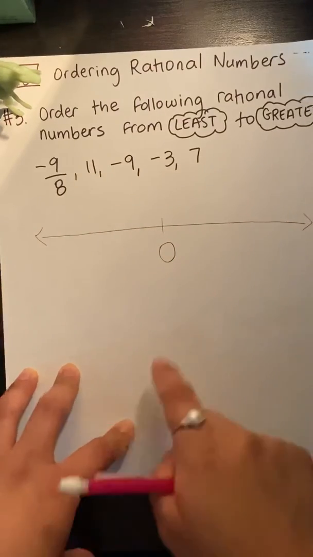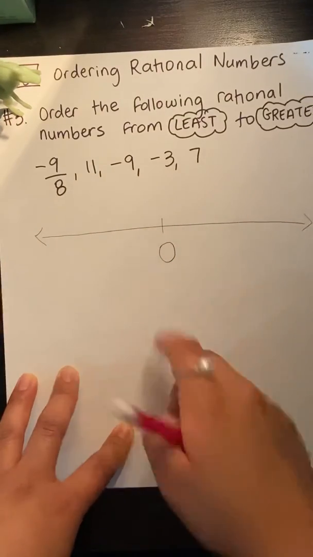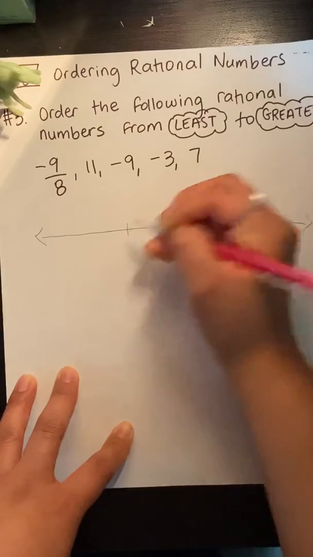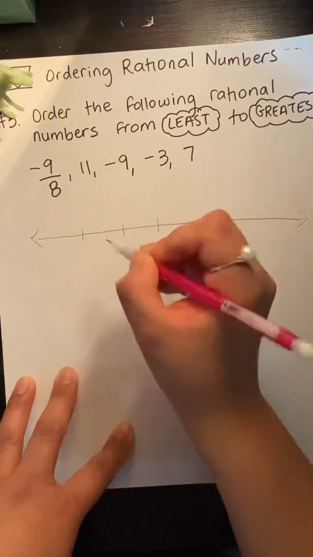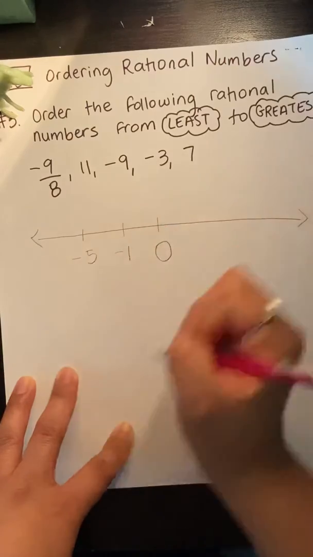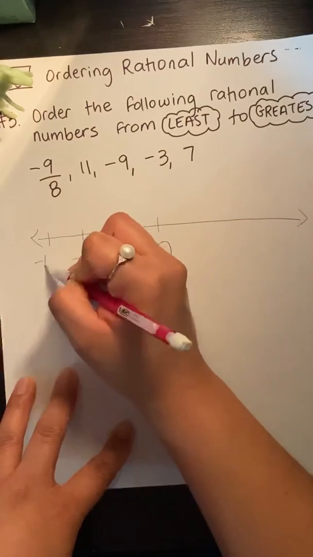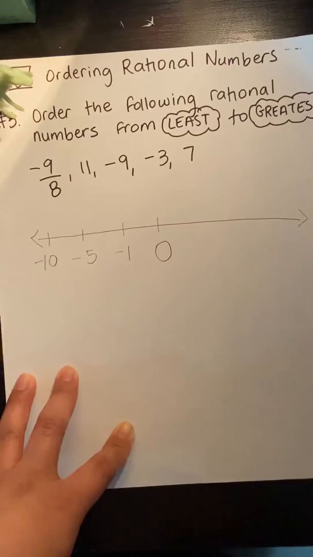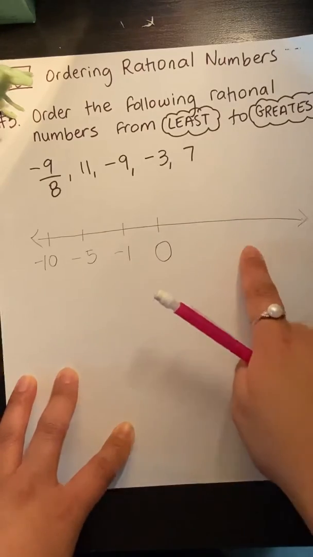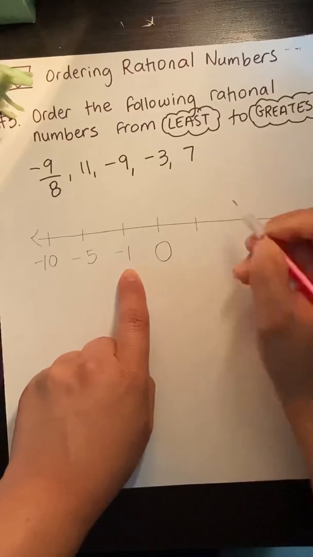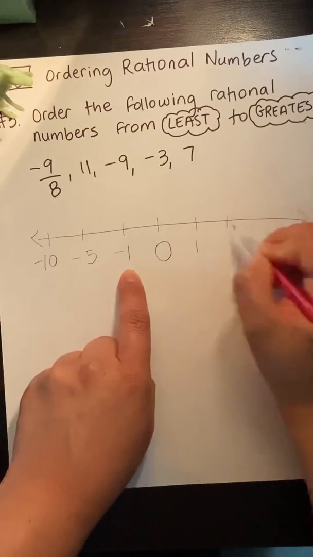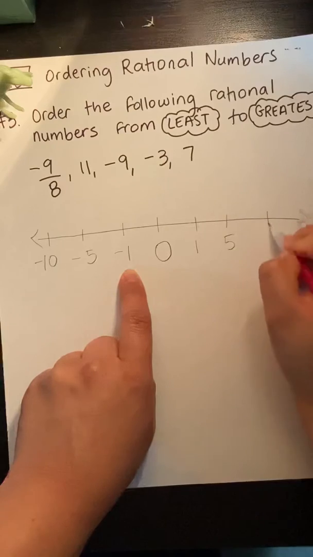To help me get started on my number line, I am going to plot -1, -5, -10, and on the positive side, to the right of 0, I am going to write the same numbers, 1, 5, and 10.